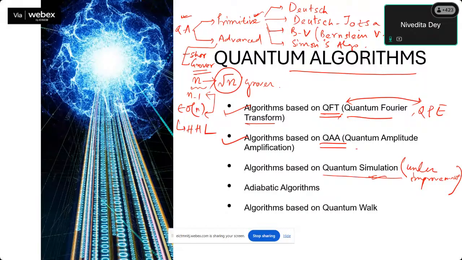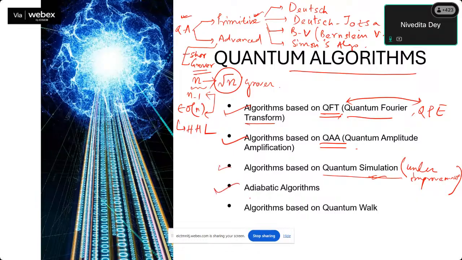But QFT and QAA, the first two, are algorithmically 100% ready. The challenges we face there are hardware-level challenges, not software or logical-level ones.